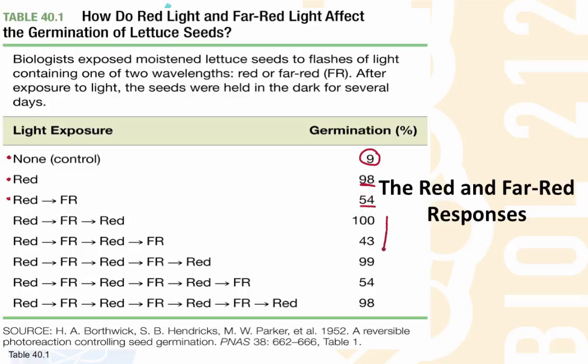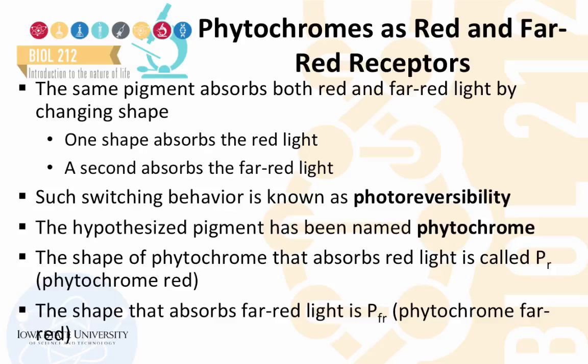As this process was repeated over and over again, we can see that in the presence of red light, most of the seeds germinate, whereas when exposed to far red light, the percentage of seeds that germinate reduces significantly. These experiments showed that red and far red lights served as on and off switches for seed germination. It was later found that the same pigment absorbs both red and far red light by changing shape. One of these shapes absorbs the red light, and a second shape absorbs the far red light. Such switching behavior is known as photoreversibility.